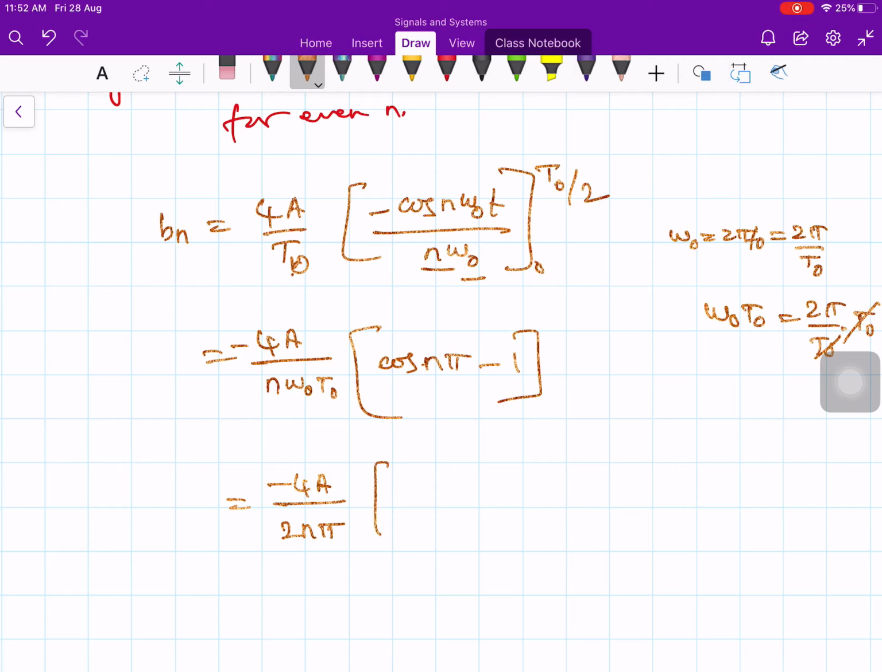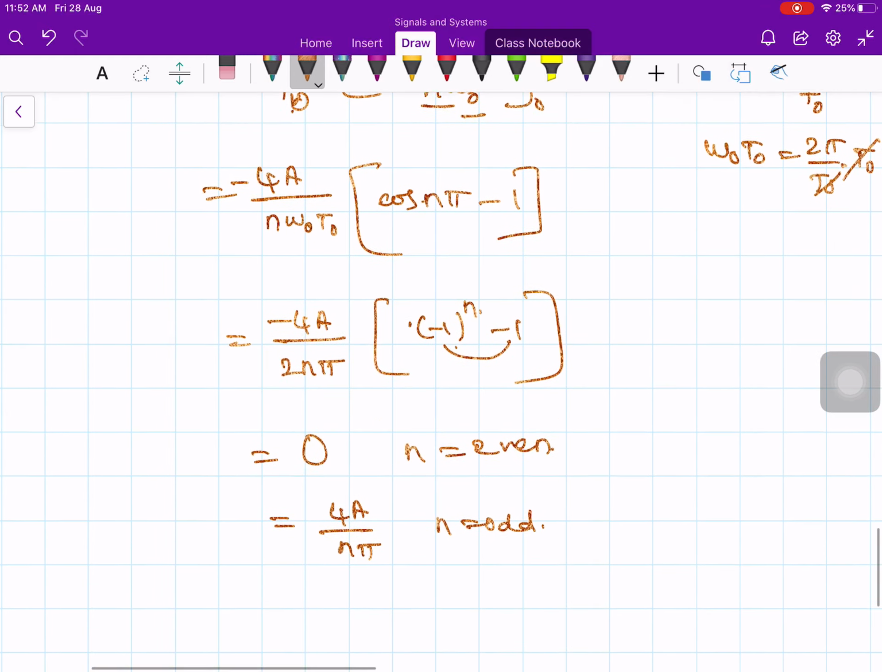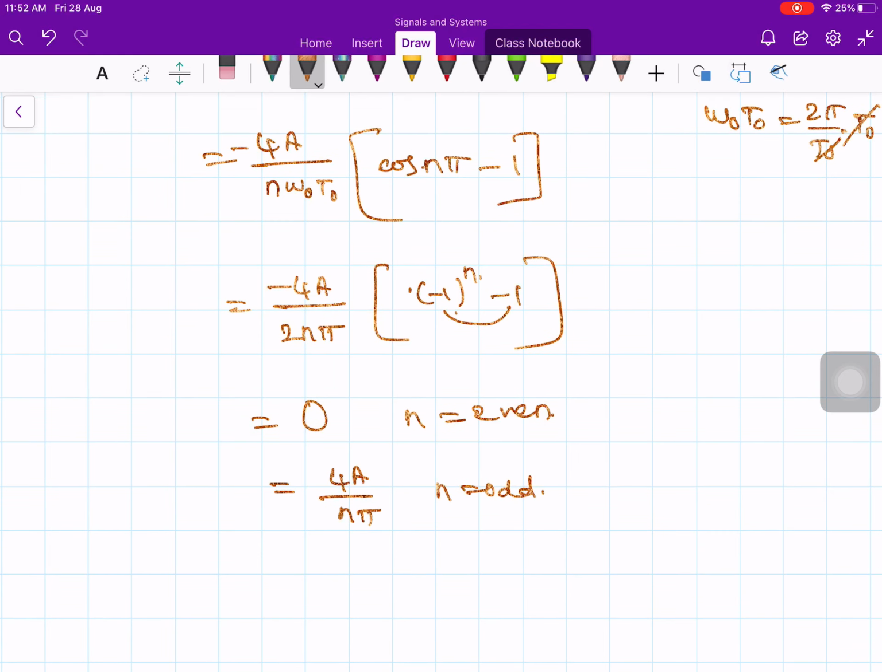and here cos n pi I can write as minus 1 whole to the power n, minus 1, like this. For n even, this is 0. Let's say n equal to 2, then this is plus 1 minus 1, which is 0. So this expression becomes equal to 0 for n an even number. Then it is equal to 4a divided by n pi when n is odd. So only bn terms are present, with the odd numbered harmonics.